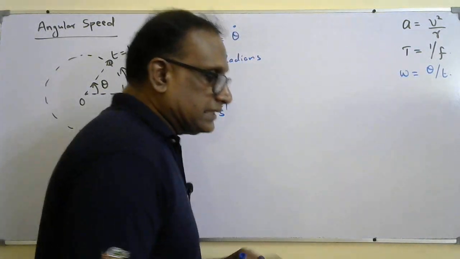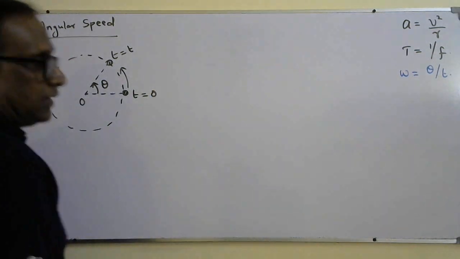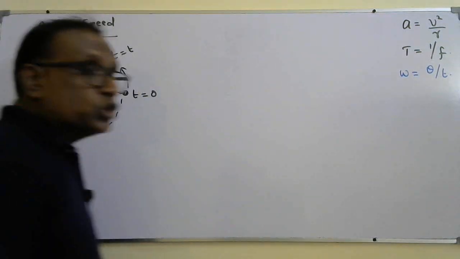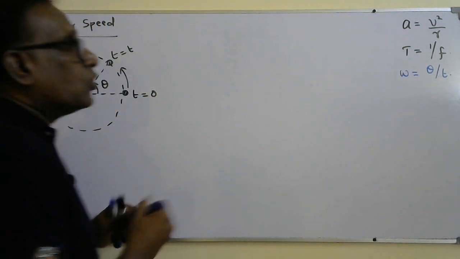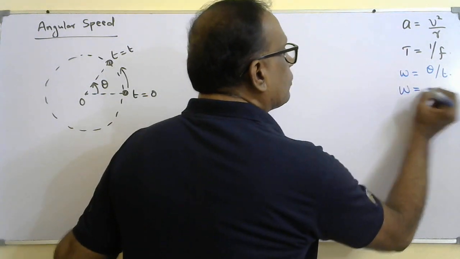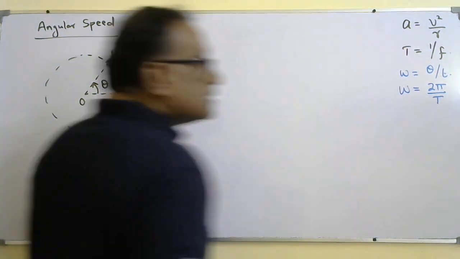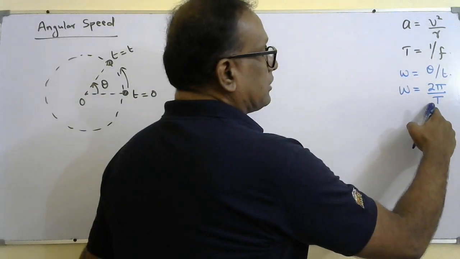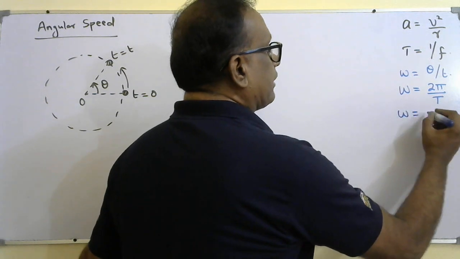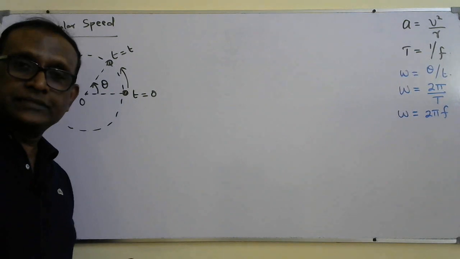What could be the next equation? When it completes one full circular path, the change in central angle will be 2 pi radians, and the time taken will be one period T. So it's a standard equation, omega equals 2 pi over T. In the same way, we know that T equals 1 over f. So if you substitute T equals 1 over f, omega equals 2 pi f. That is also taken as a standard equation.